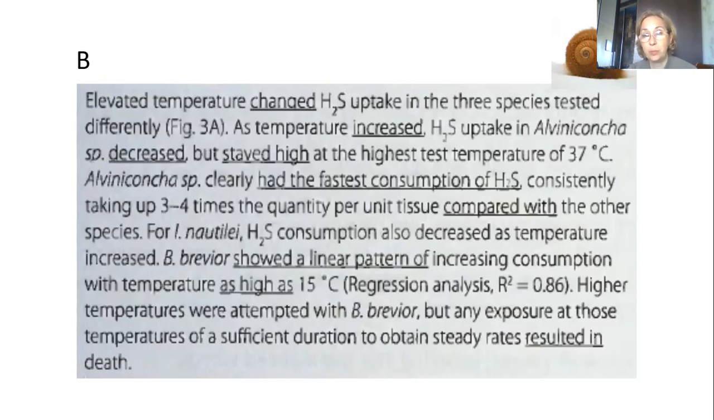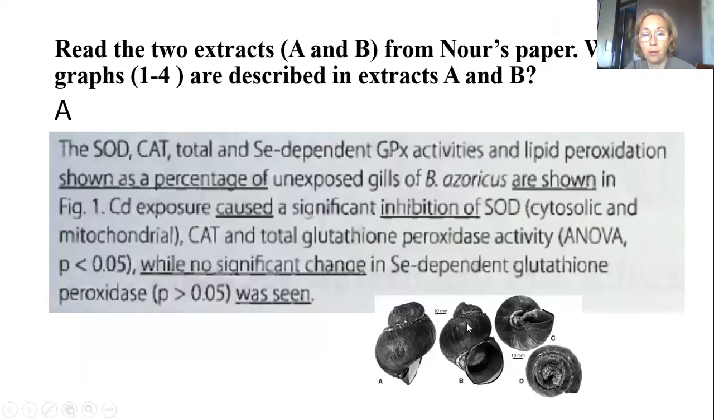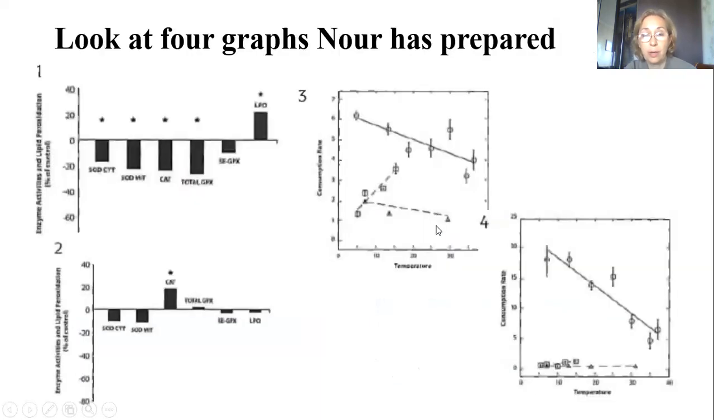So this is the experiment with the animals which are shown in these pictures. They look like this or that. And which graph is described in extract B?